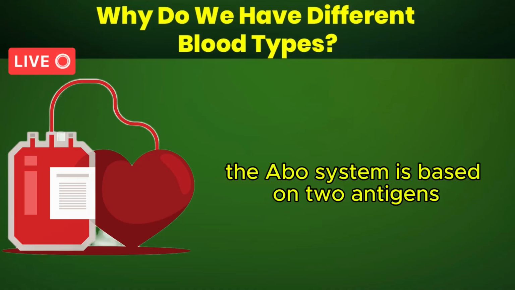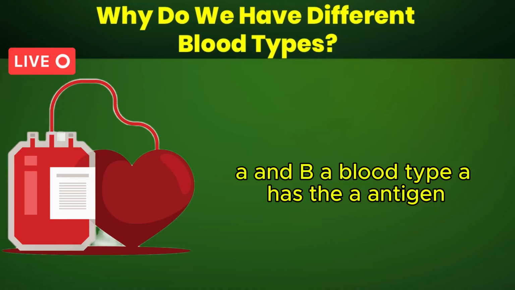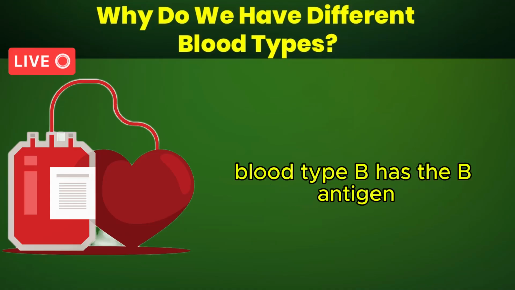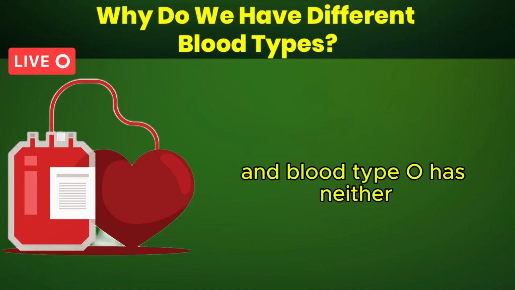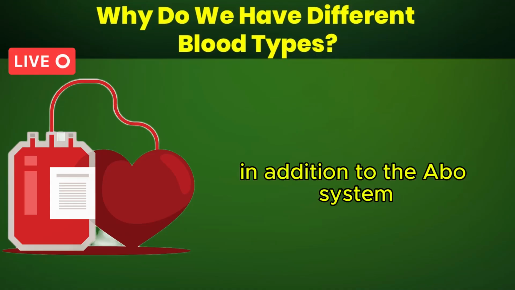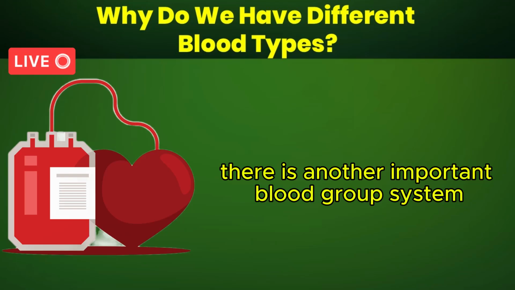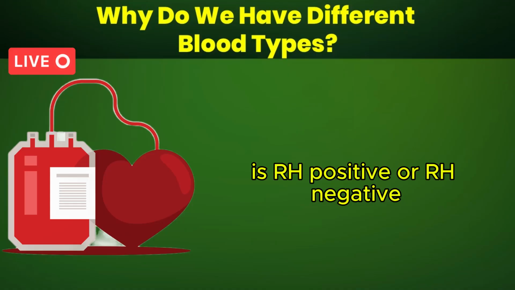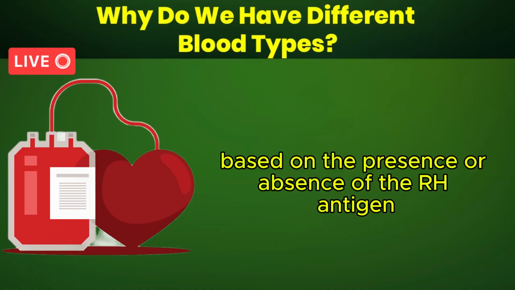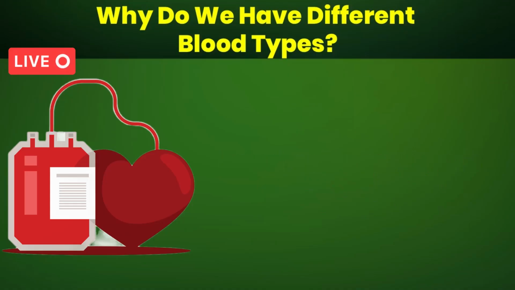The ABO system is based on two antigens, A and B. Blood type A has the A antigen, blood type B has the B antigen, blood type AB has both antigens, and blood type O has neither. In addition to the ABO system, there is another important blood group system called the Rh system, which determines whether a person is Rh positive or Rh negative based on the presence or absence of the Rh antigen.